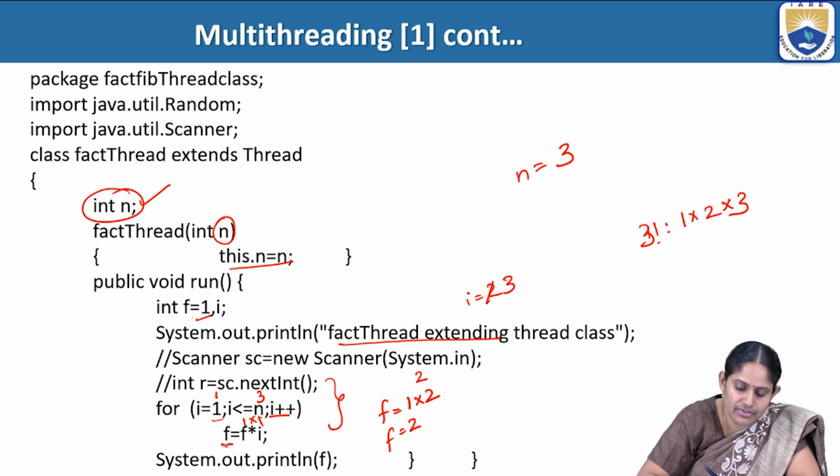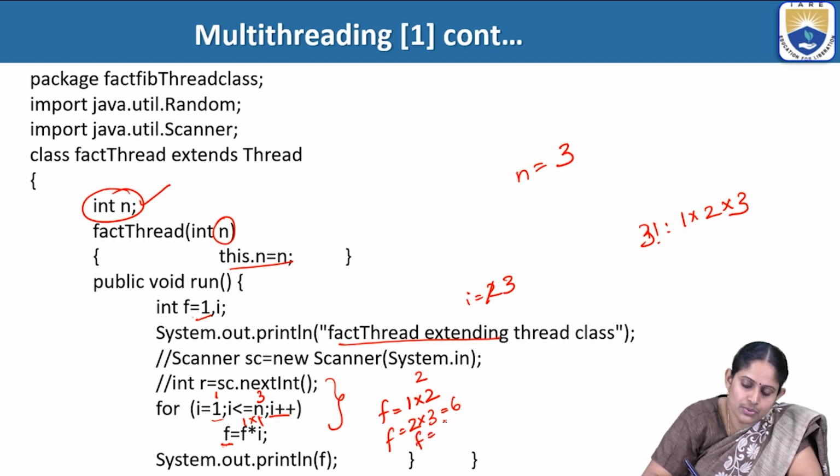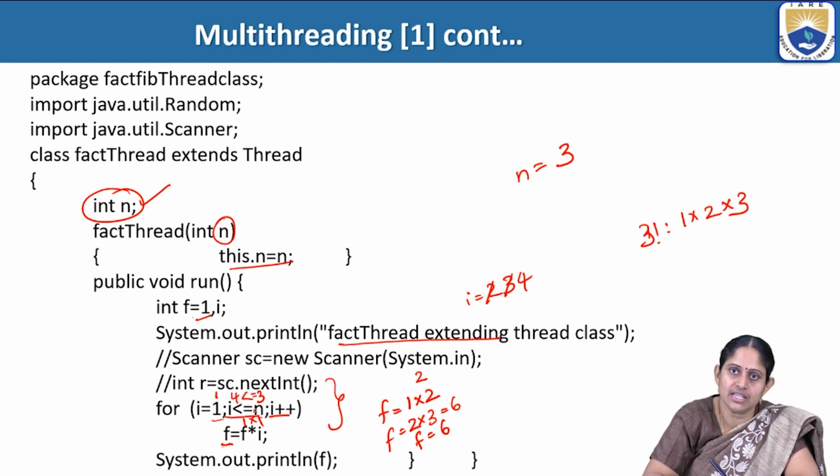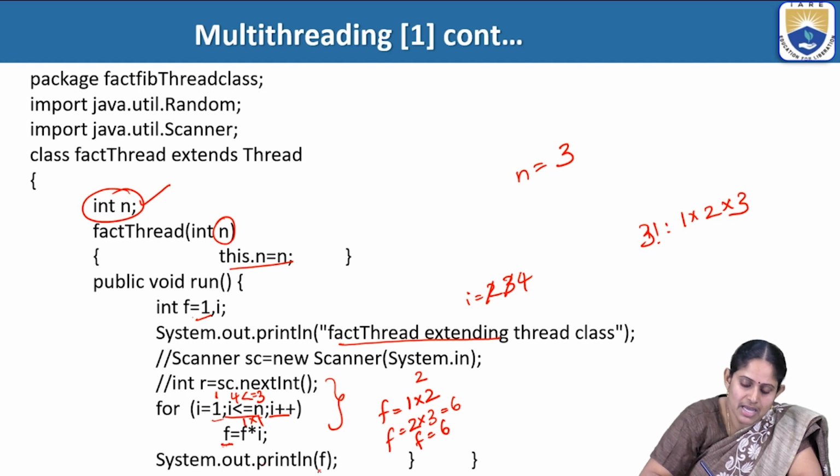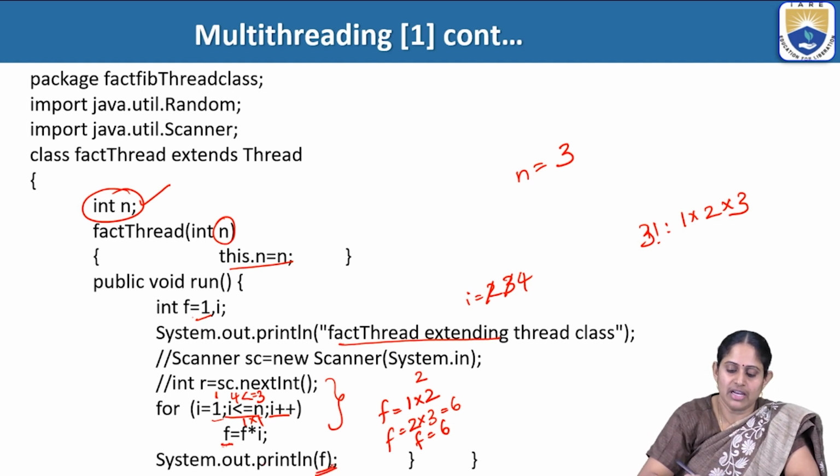Next f will be 2 into 3, which is 6. So f is equal to 6 and i is incremented to 4. So the condition i less than or equal to 3 fails. It will come out of the loop and print the factorial value. The last stored value of f was 6.